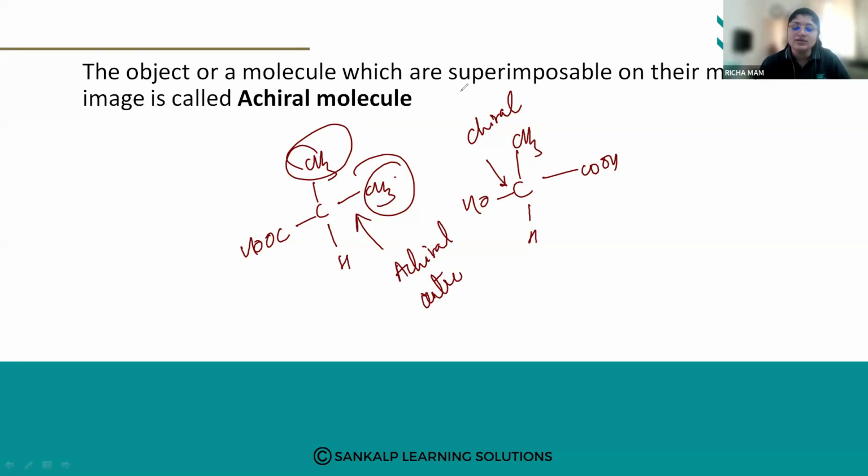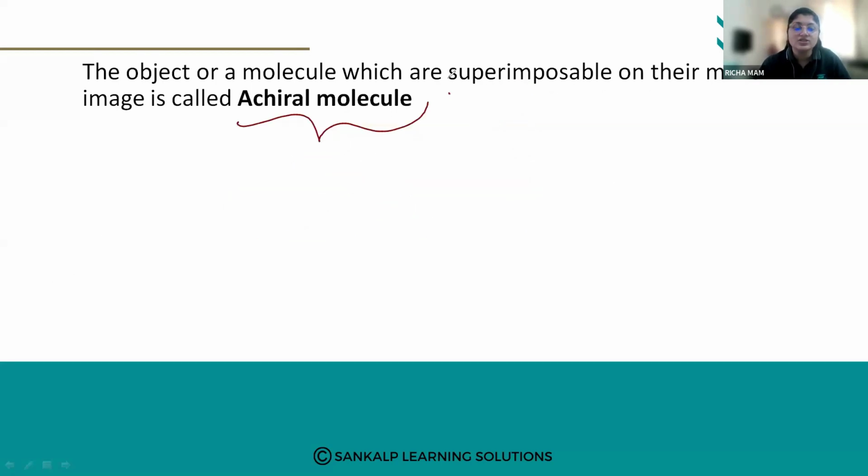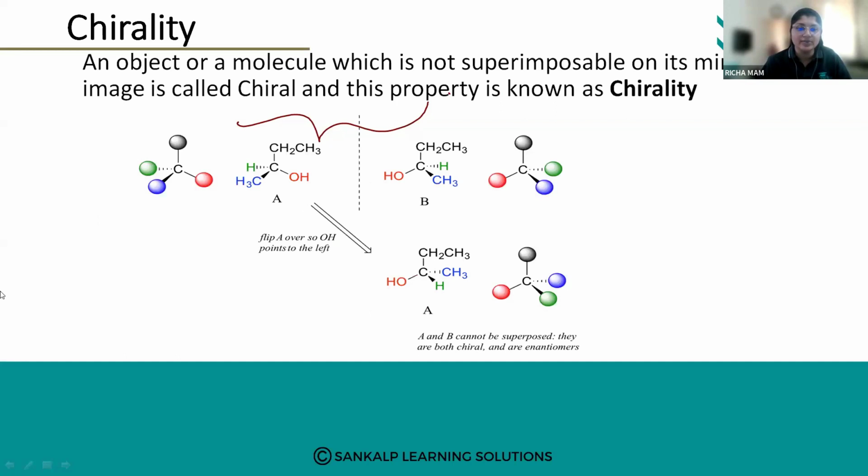So in this, what is possible? The molecules will be superimposable on their mirror images. Such molecules are called achiral molecules. So these are some of the examples. Now let me take some examples of chirality so that it will be more clear to you.